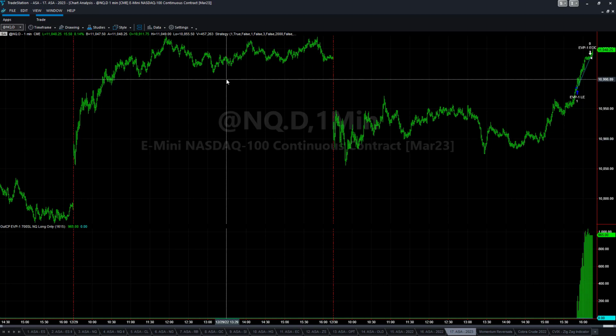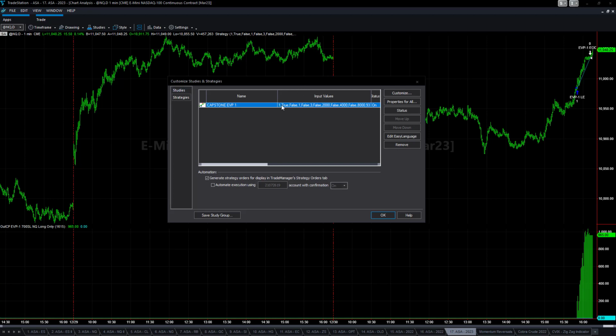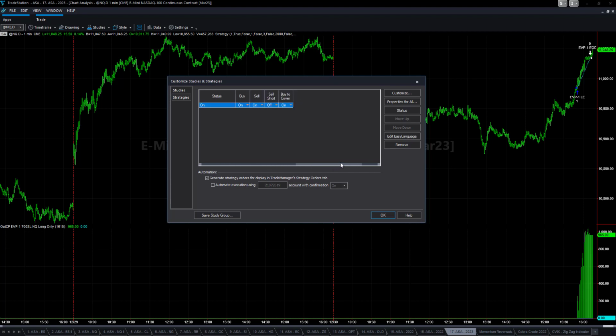And so let's look at the inputs on this. What I like about TradeStation is you can set this up to trade long only by simply saying sell short. You can turn it off, or you could change the code, but I can simply change it here. So there is no code change on EVP1. I didn't change the code. It's the same Capstone EVP1, and turn it off.